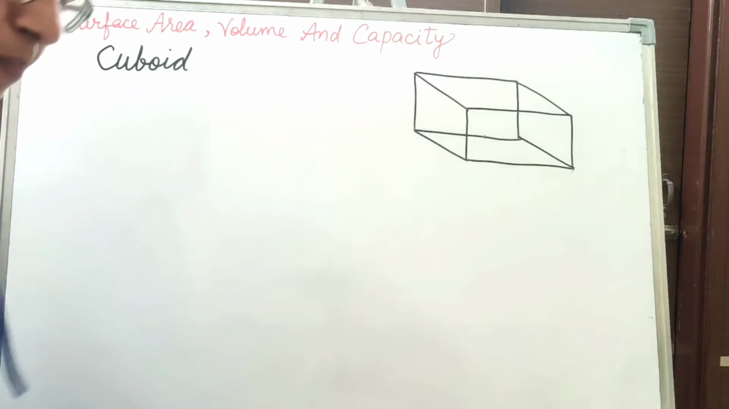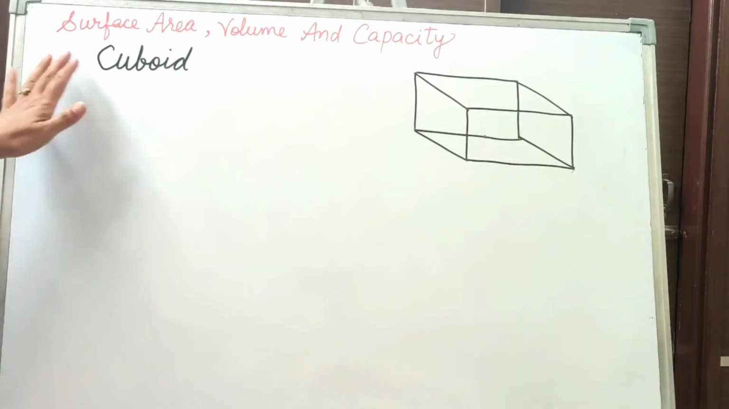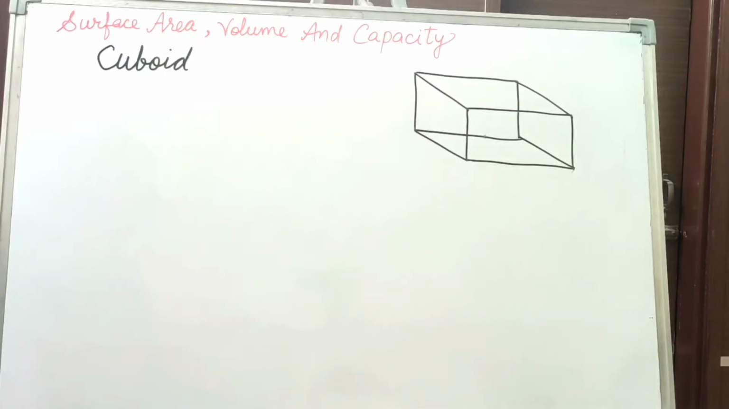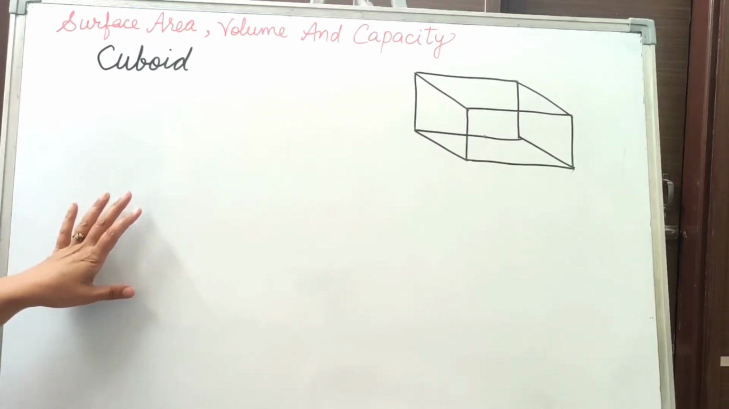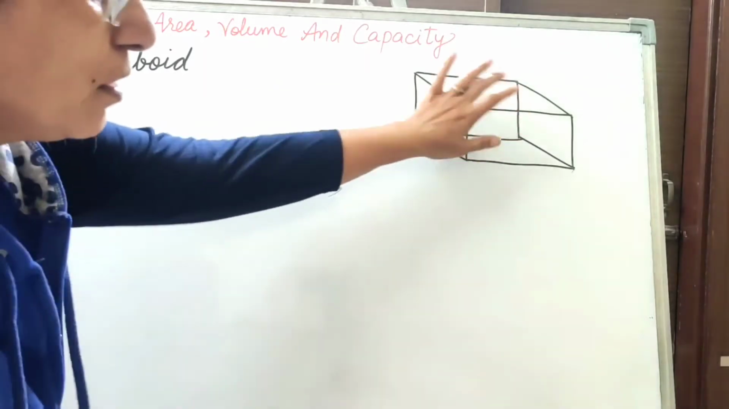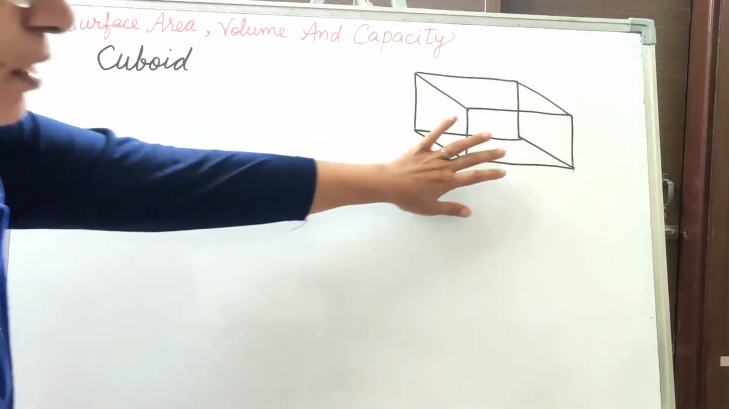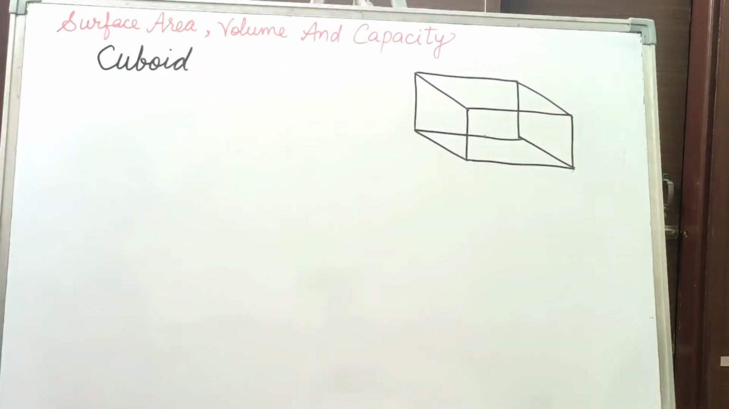Hello everyone. So here we are going to start surface area, volume and capacity. So students, the volume is the space occupied by a solid or by a body. Like this is a cuboid. So the space occupied by this cuboid is the volume of this cuboid.